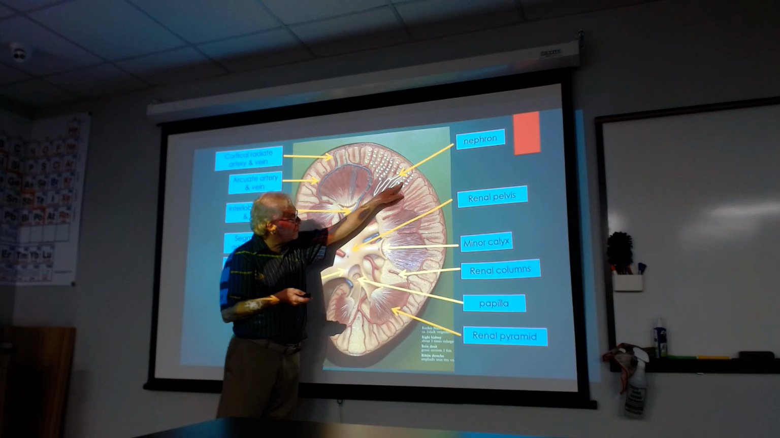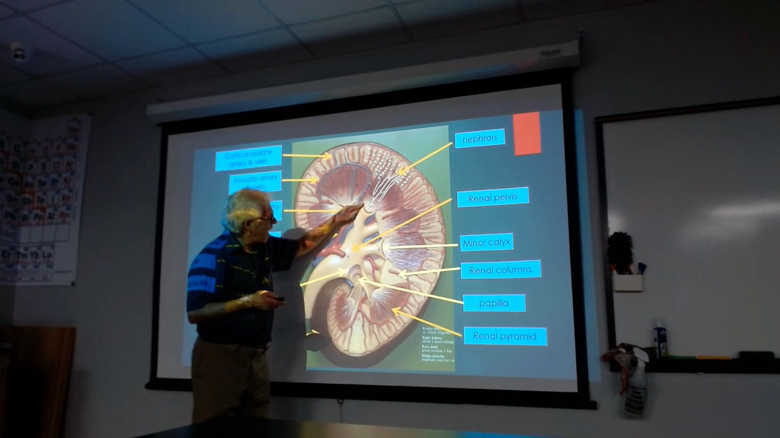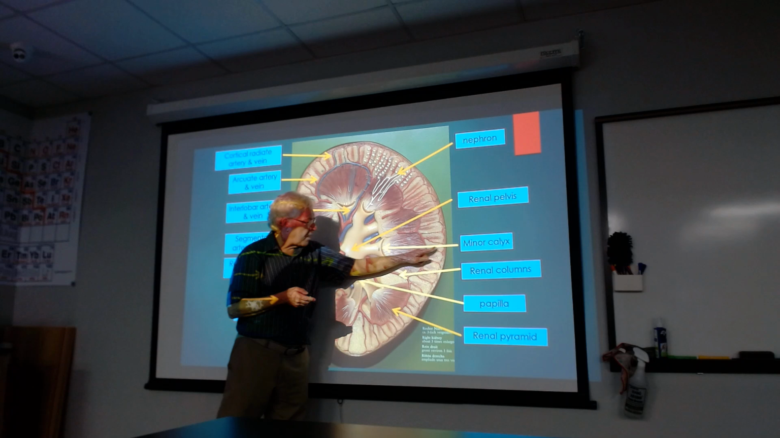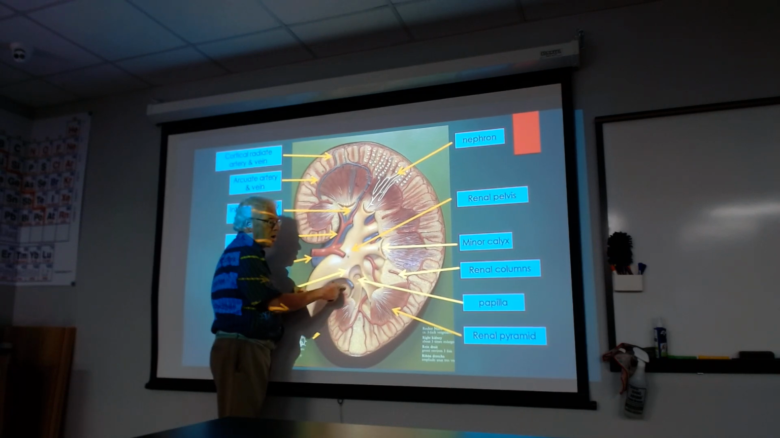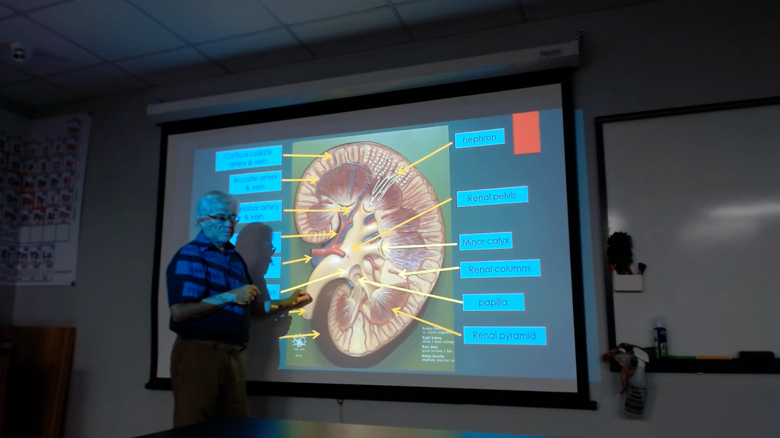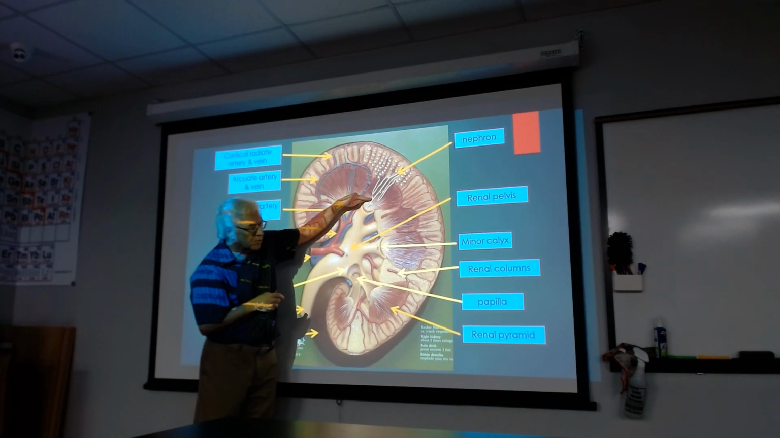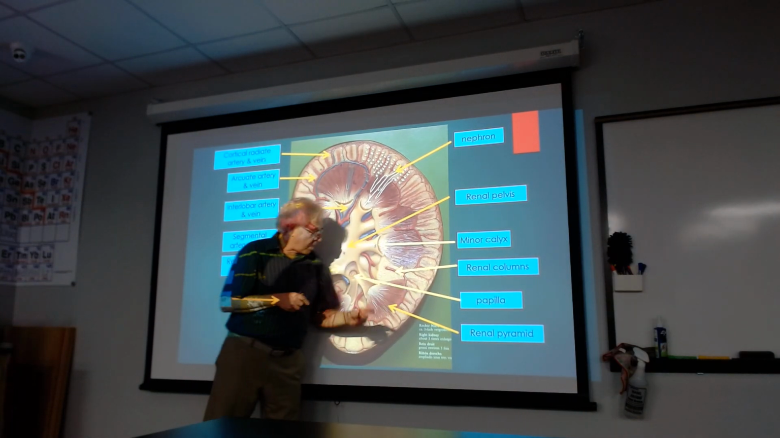The blood goes to these things. We filter out the bad stuff, send it down a series of tubes, and it gets collected in these smaller things called a minor calyx. Those empty into a larger one called a major calyx. Okay? And inside the calyx are the ends of all these tubes, and the ends of those tubes are called papilla. And that's what this is.